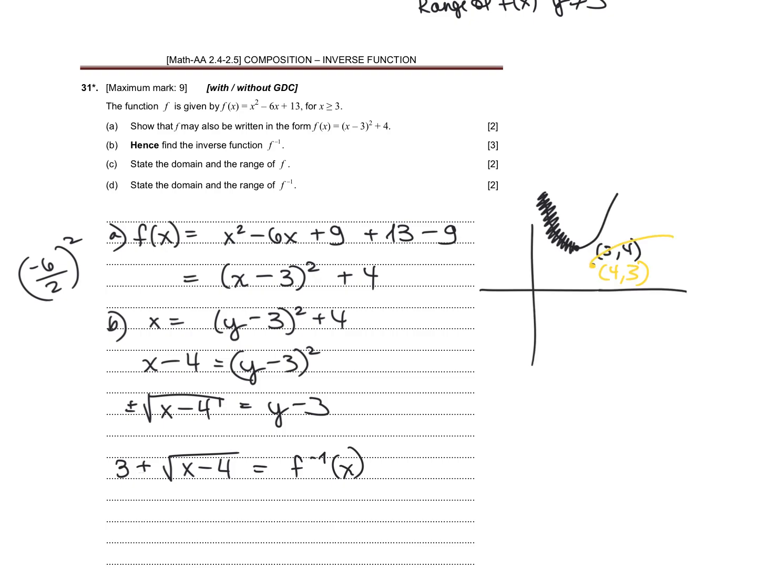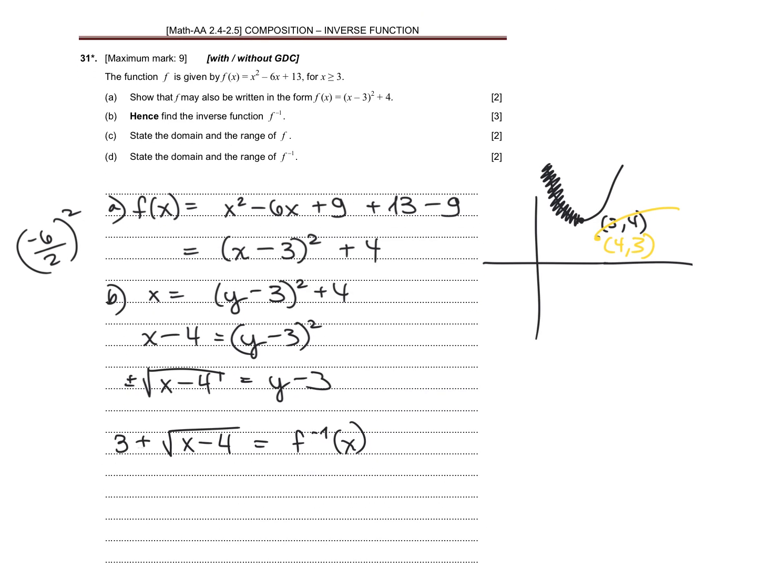So our domain, for this one, the domain and range of the original function, we already were given the domain is x greater than 3, and you can see the bottom y is 4. So all the y's are going to be greater than or equal to 4. And this is going to switch for our inverse function. So all the x's are going to be greater than or equal to 4. And all the y's are greater than or equal to 3.